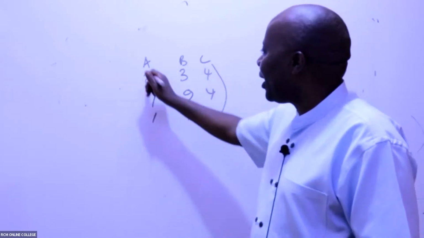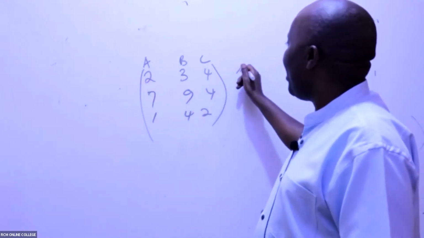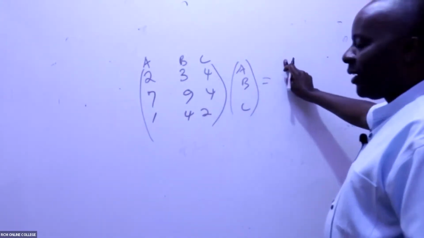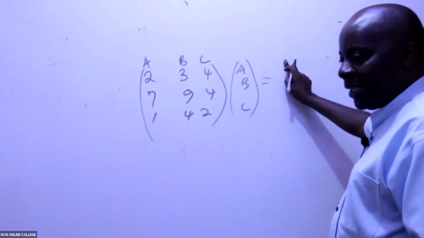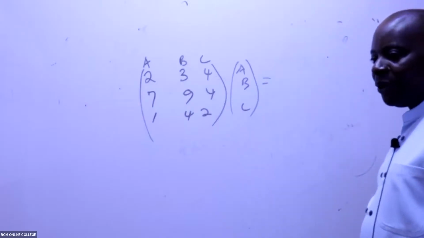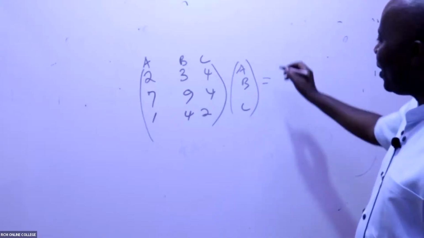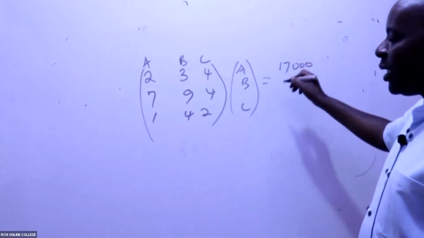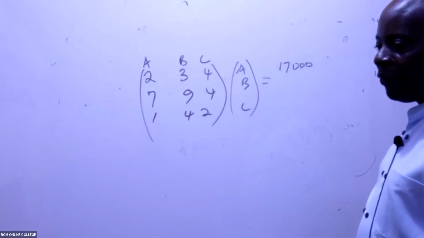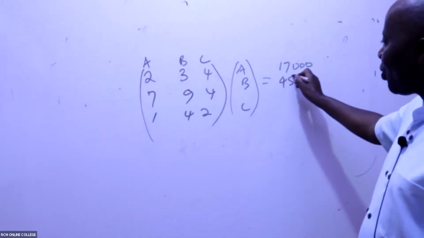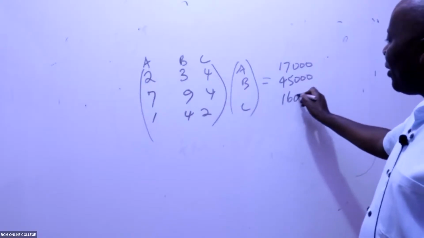And then don't forget that we had, in this case here, A, B, C. And then we had something here. Now this one had many thousands, had many zeros. We had something here on top, 17,000. Then we have 45,000 and 16,000. Thank you so much. 45,000, and then we have 16,000.